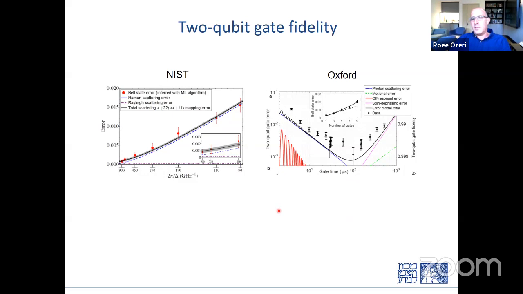I think this might be a good place to stop before we move to what happens when we try to scale these quantum computers to more qubits, and ask whether we have questions at this point.